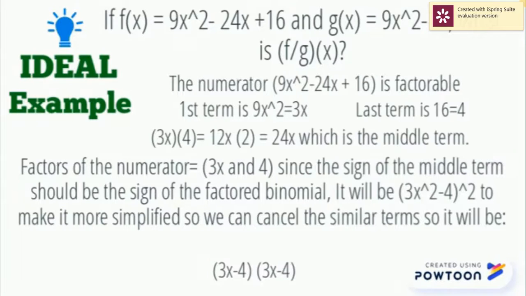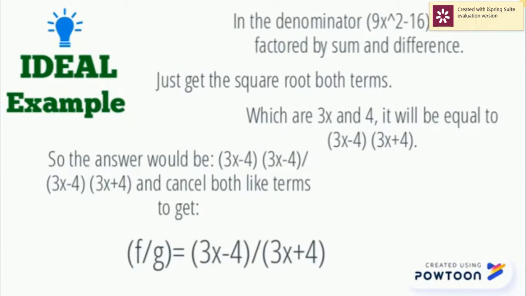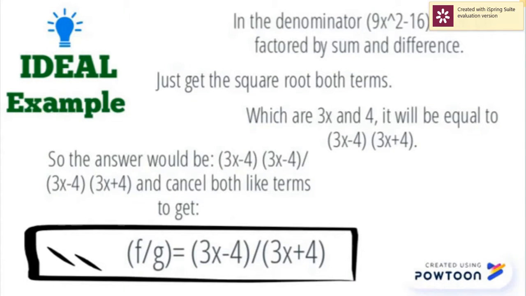The answer in the numerator part would be 3x minus 4 and 3x minus 4. Since the denominator is a sum and difference, just get the square root of the two terms, which would also be 3x and 4. So in the denominator part, it will be 3x minus 4 and 3x plus 4. Cancel the similar terms. In the numerator part, cancel the first 3x minus 4, and in the denominator part, you have to cancel the 3x minus 4. So the final answer would be 3x minus 4 over 3x plus 4.